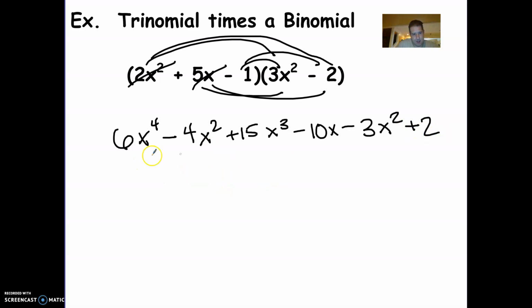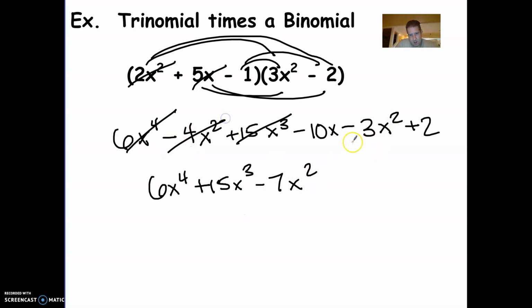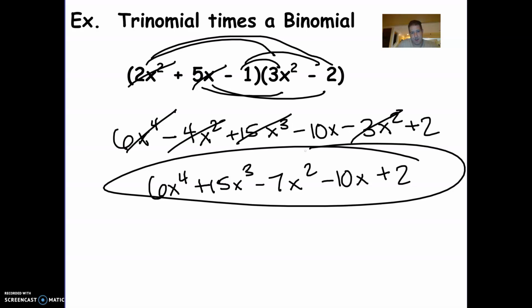Now, clean it up just a bit. So 6x to the fourth is the biggest degree. I'm going to put it in what's called standard form, biggest exponent to smallest exponent. I'm going to look for the thirds. Okay, so 15x to the third is the only third. So I'm going to cross it off once I'm done with it. Looks like there's 2 x squareds, so negative 4 minus 3 more makes negative 7x squared. And just x's and just constants. And there's your answer. Yep, quite a long answer.